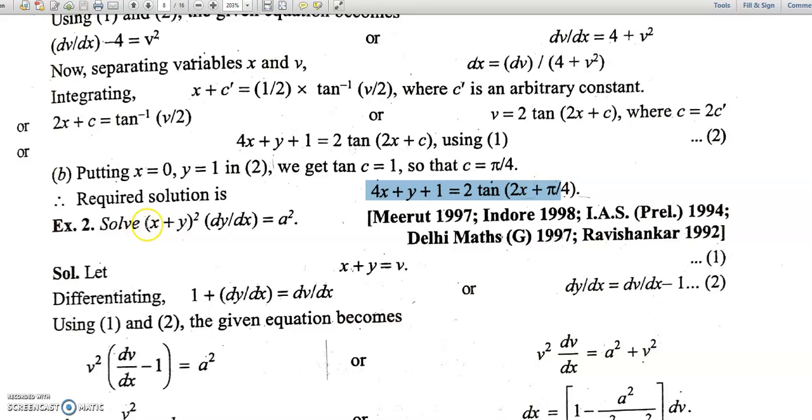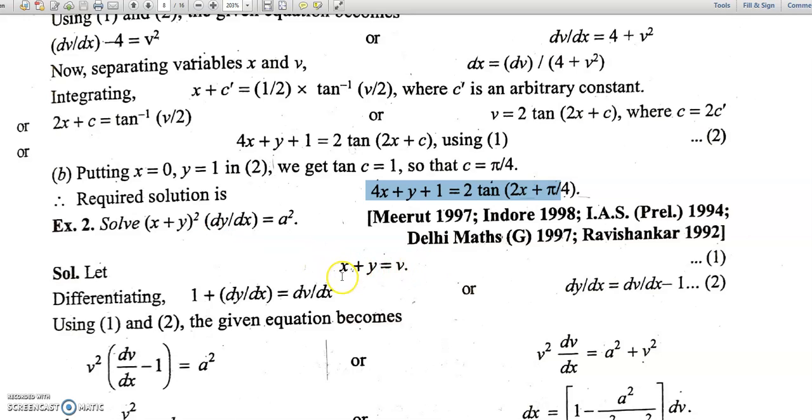Now similarly here you see (x plus y) whole square. If you want to separate the variables, can we do this? See, (x plus y) whole square is what? x square plus twice xy plus y square. So here the xy term is there, so for that xy term we cannot separate the variables, right? So we have to use a transformation. What transformation? We choose x plus y equal to v.